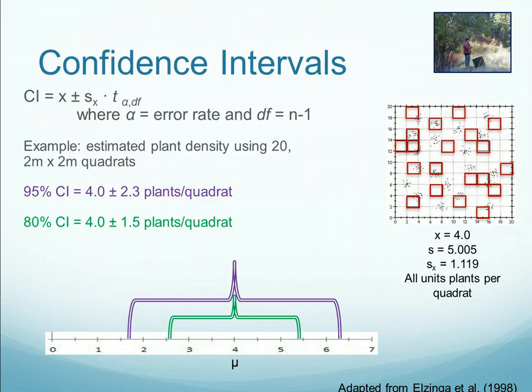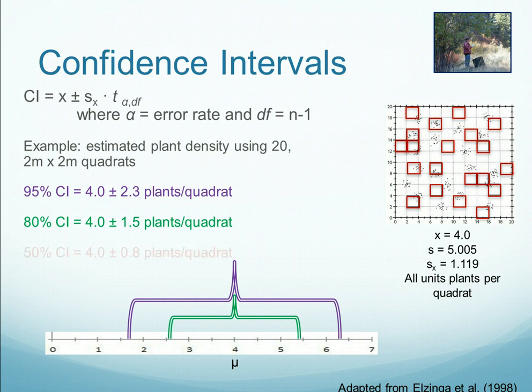With an 80% confidence interval, that interval is 4.0 plus or minus 1.5 plants per quadrat. So we're saying that we are 80% confident that the true mean mu falls between 2.5 and 5.5 plants per quadrat. We're saying that we're 80% confident that the true mean falls in this range, and we're willing to accept a 20% chance that it does not. We're willing to draw the wrong inference 20% of the time.